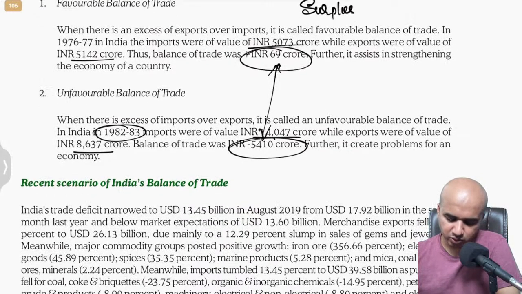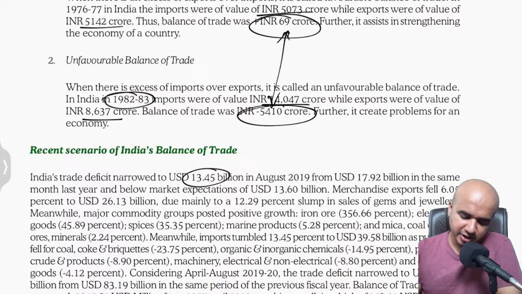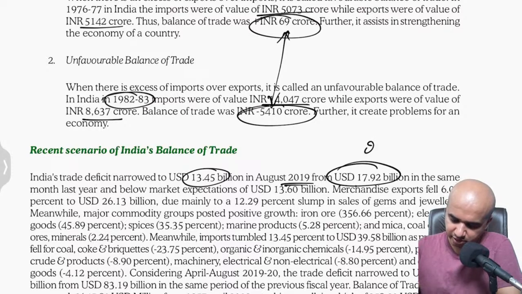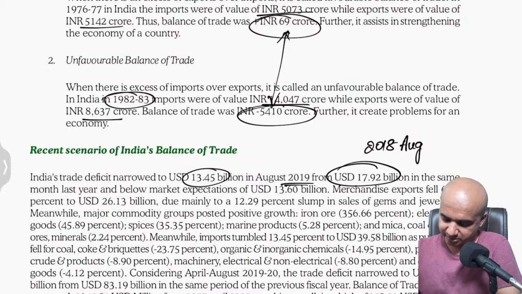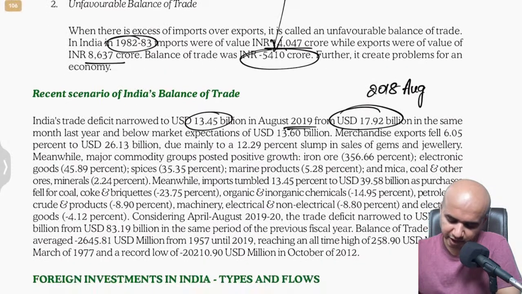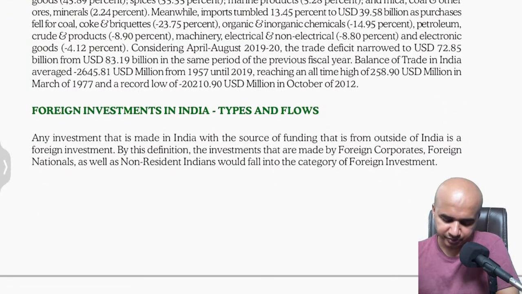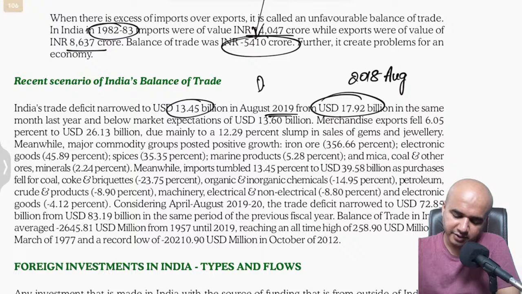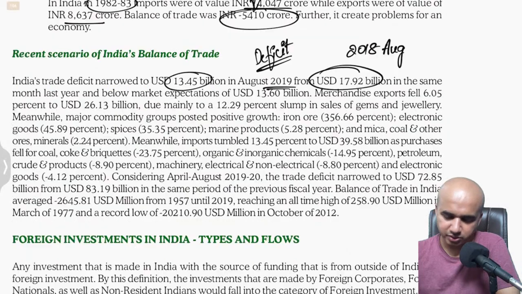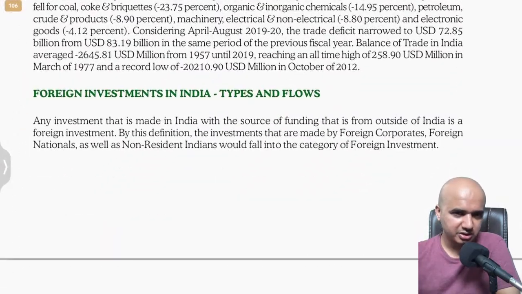India's trade deficit narrowed to US dollars 13.45 billion in August 19 from USD 17.92 billion in the same month last year, that is 2018 August. Now we are talking in terms of billions. Anyway, the latest data is not here. I would suggest you to get it from elsewhere. But still, we are a trade deficit country, or our balance of payments is not favorable at all. It was, of course, favorable sometime in the past, but now.